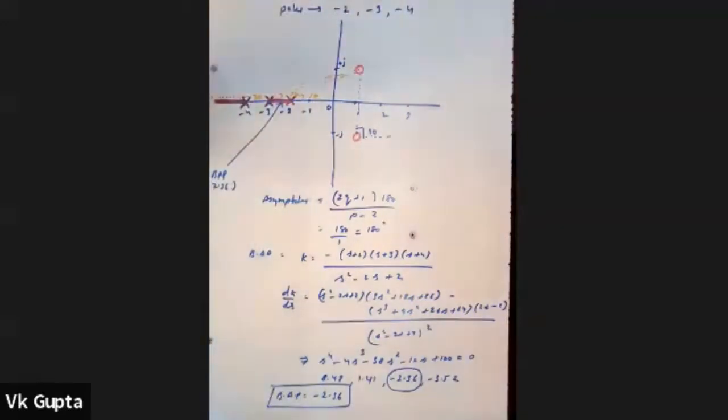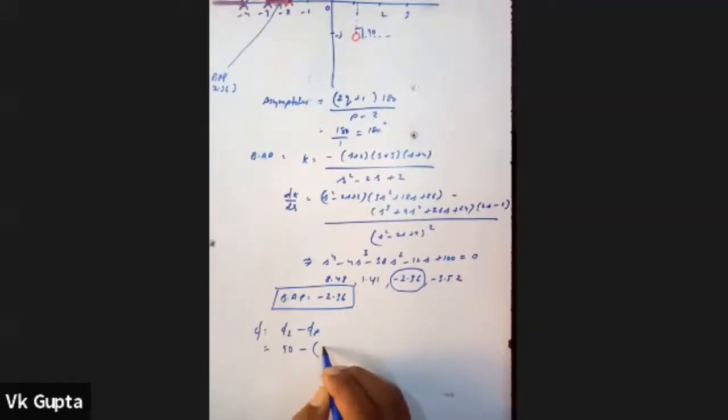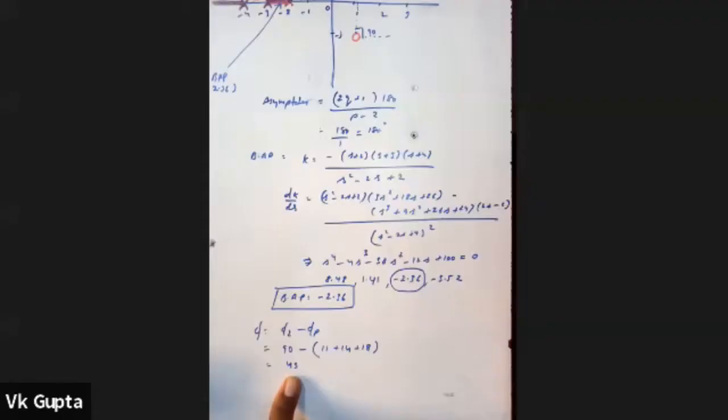Now, our formula first says phi is equal to phi z minus phi p. All the angles of zero. What are the angles of zero? 90 degree minus the sum of all the angles of poles. Sum of all the angles of poles means 11 plus 14 plus 18. How much? 47, sir. Sum of 11 plus 14 plus 18 is 43. 90 minus 43 is 47.